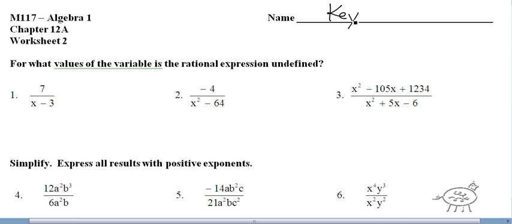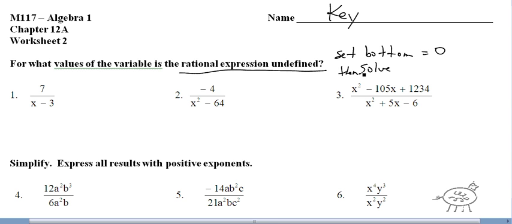Now, for the first part, it says, for what values of the variable is the rational expression undefined? Now, you need to understand, this worksheet is kind of broken up into two parts. When you're looking where the rational expression is undefined, you basically set the denominator, or set the bottom, equal to 0. That's all you do, and you solve. So the bottom equals 0 and solve.